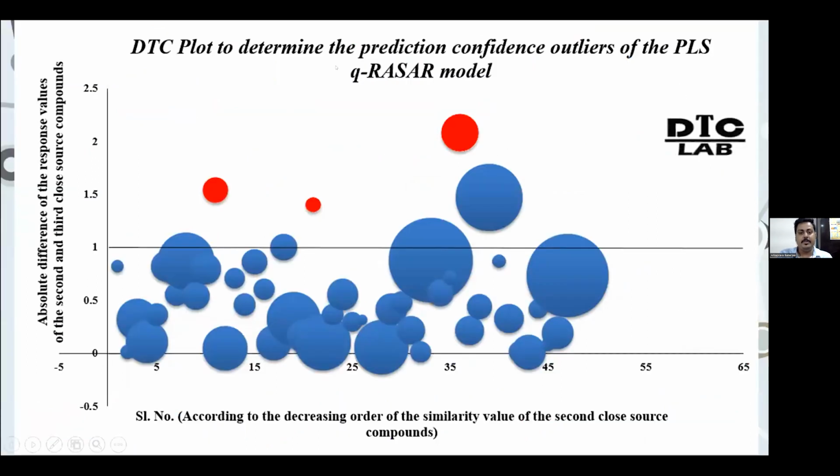Now, this is the novel DTC plot to determine the prediction confidence outliers of the PLS Q-RASAR model. The y-axis represents the absolute difference in the response values of the first two closest source compounds, the bubble diameter represents the absolute difference in the similarity values of those closest source compounds, and the x-axis represents the highest similarity value to the closest source compound for each query compound. According to the similarity property principle, two compounds having a large difference in activity should ideally have a large difference in similarity values as well. So a bubble with a larger diameter should ideally be located higher on the y-axis, but bubbles with smaller diameters located higher on the y-axis do not follow the similarity property principle, and thus these compounds can be identified as outliers.